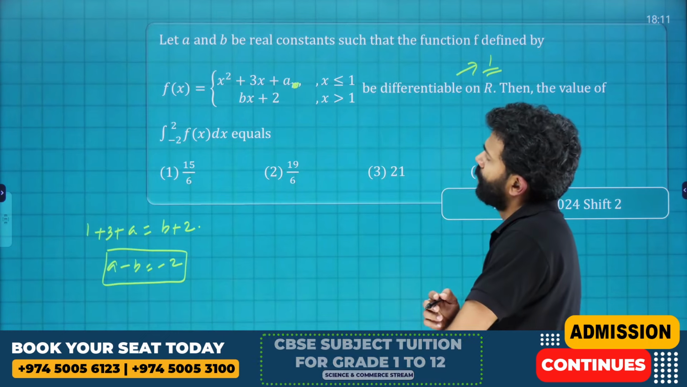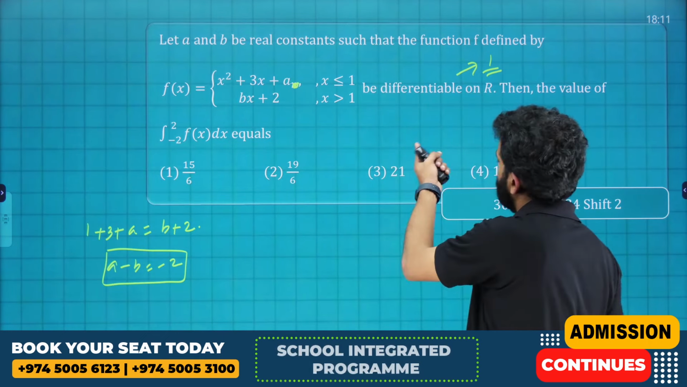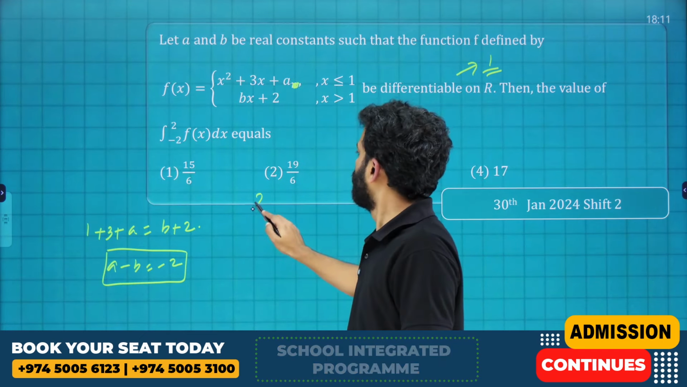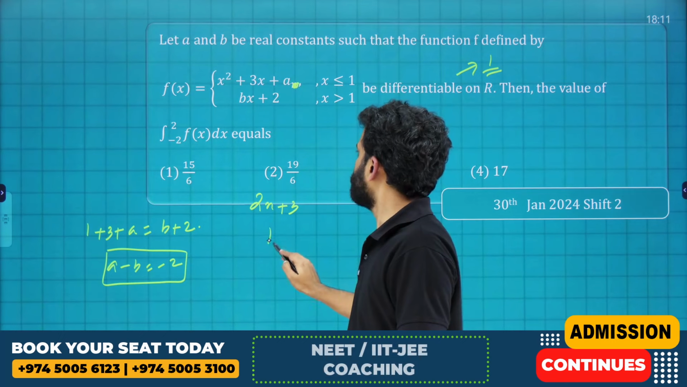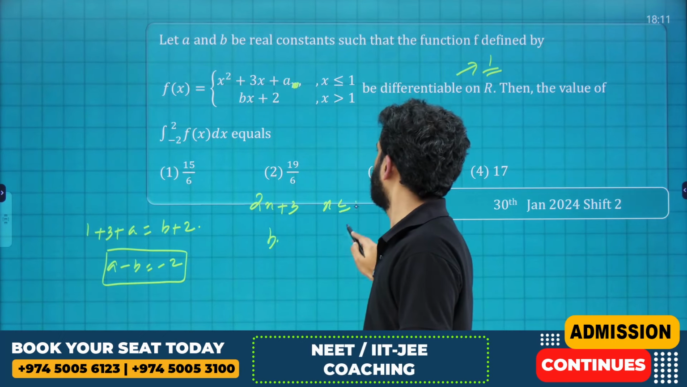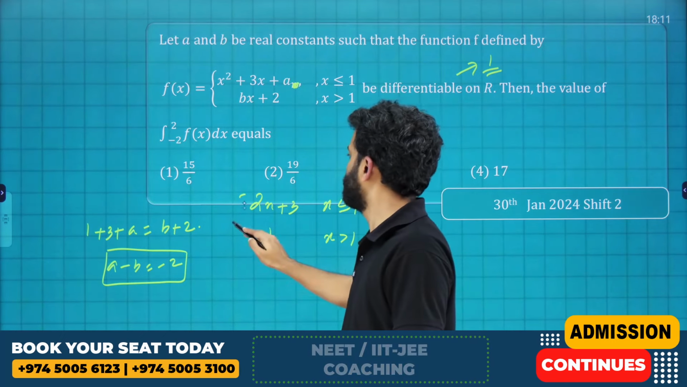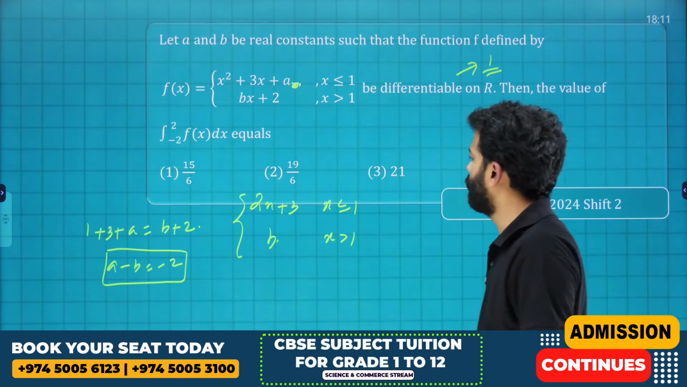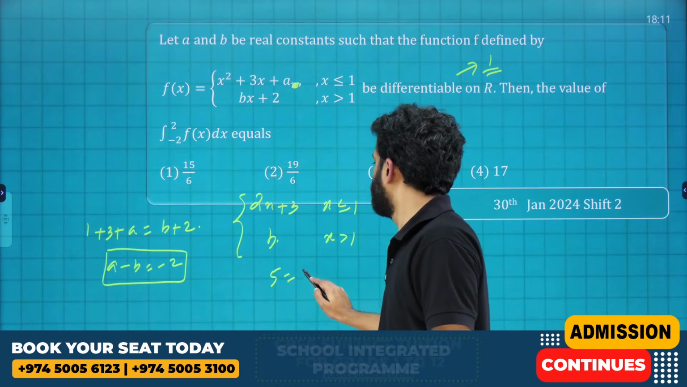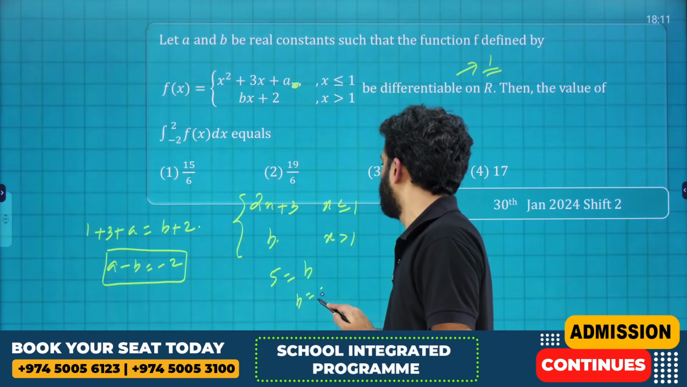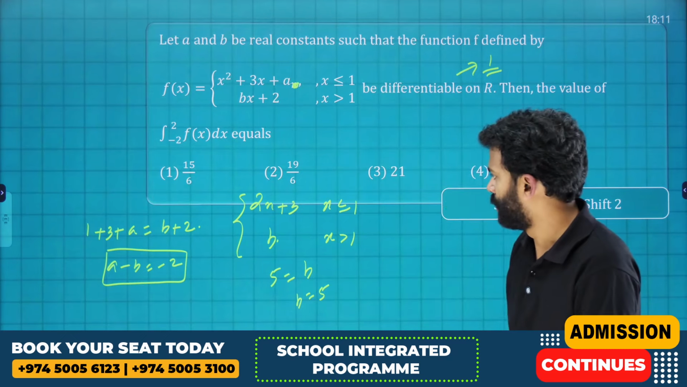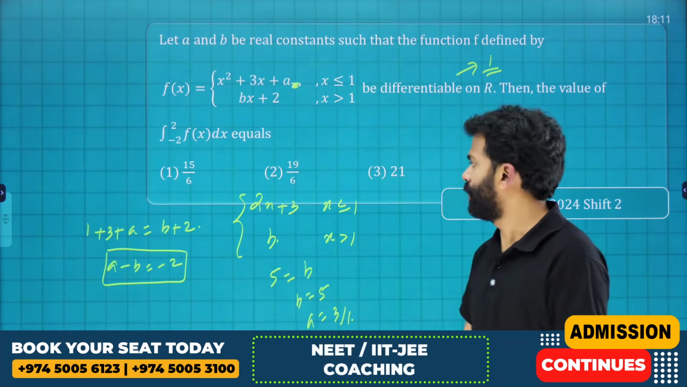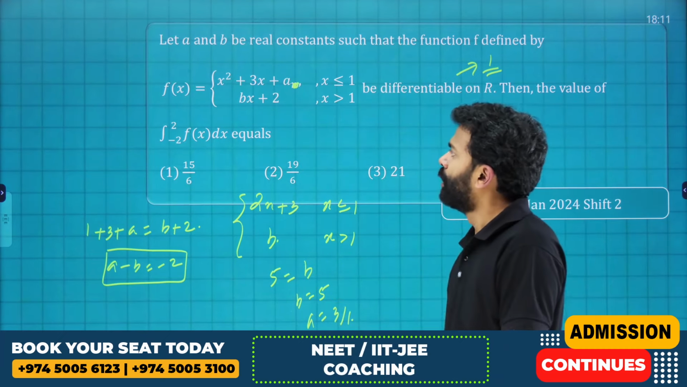Okay, and that's done. Then they have mentioned that it is differentiable on R also. Therefore, we can differentiate this and substitute 1 over there. You will get 2x plus 3 for x less than or equal to 1, and b for x greater than 1. If it is differentiable, then left hand derivative should be equal to what? Right hand derivative at 1. Okay, therefore it will be 5, which is equal to what? b. Therefore b is equal to what? 5, and what will be a then? a is equal to 3. b is 5 and a is equal to what? 3 from the given equation. So you got a and b.